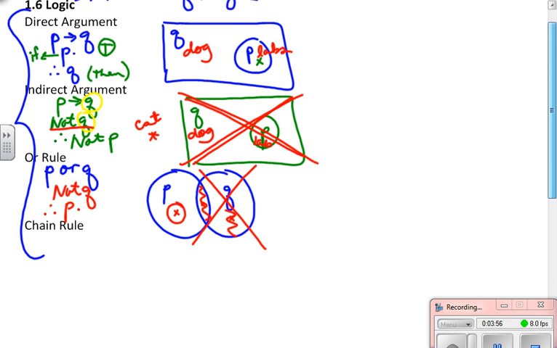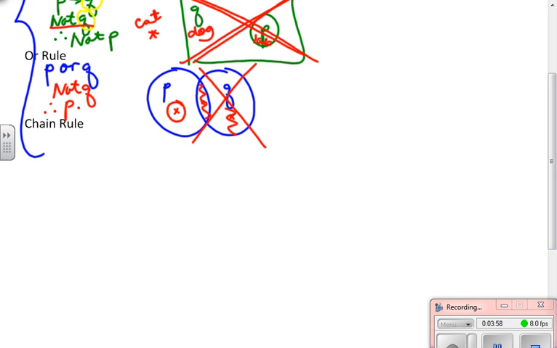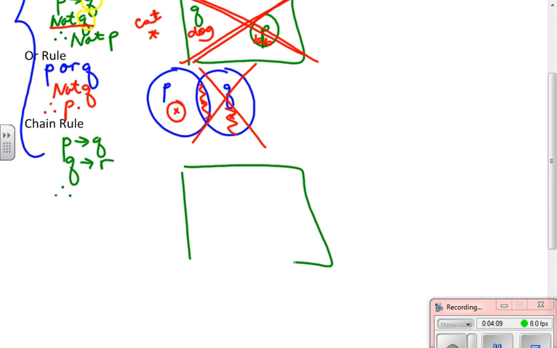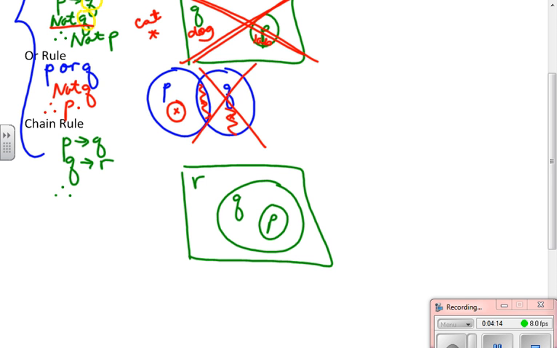Chain rule is a lot like a transitive property, so you can think about it that way. If I say P implies Q and Q implies R, therefore what happens? Well, let's draw a picture. If P implies Q and Q implies R, therefore whatever that baby subset of P is would also be R. And the key with this one is that the then of the first becomes the if of the second.